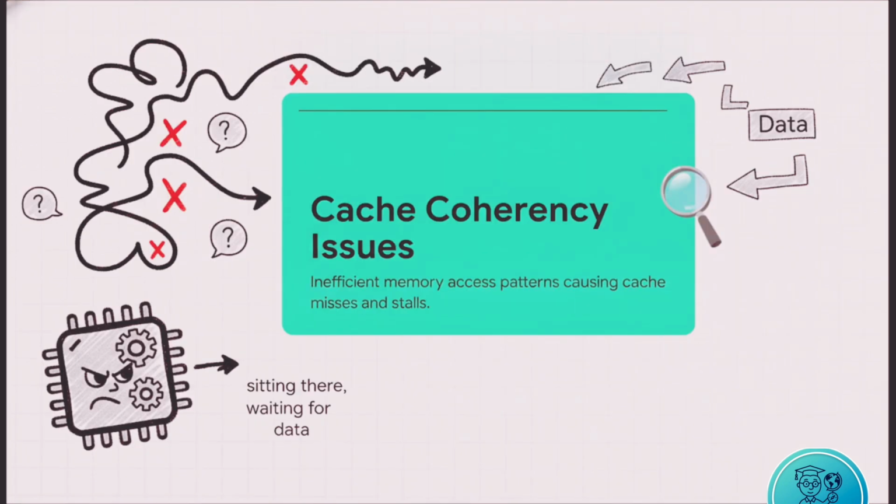But interestingly, the problem isn't just about total storage capacity. It's actually about how the data is accessed. And this brings us to cache coherency issues. When rendering operations access memory in these inefficient, irregular patterns, it results in cache misses and memory stalls. So your incredibly fast processor ends up literally just sitting there, twiddling its thumbs, waiting for data to arrive from memory. It completely disrupts the efficiency of the entire rendering pipeline.